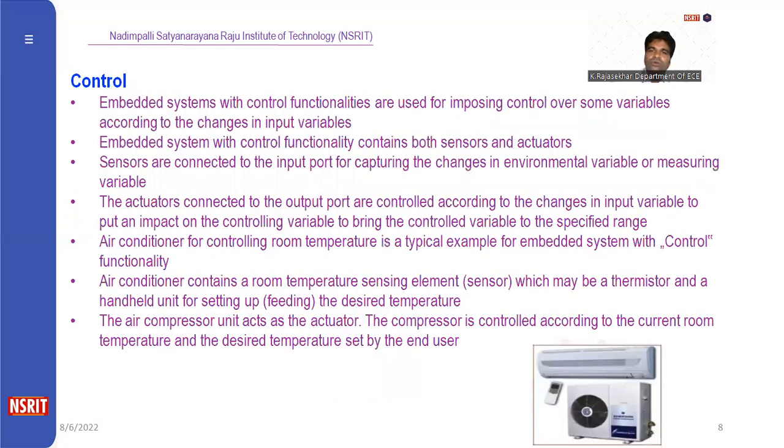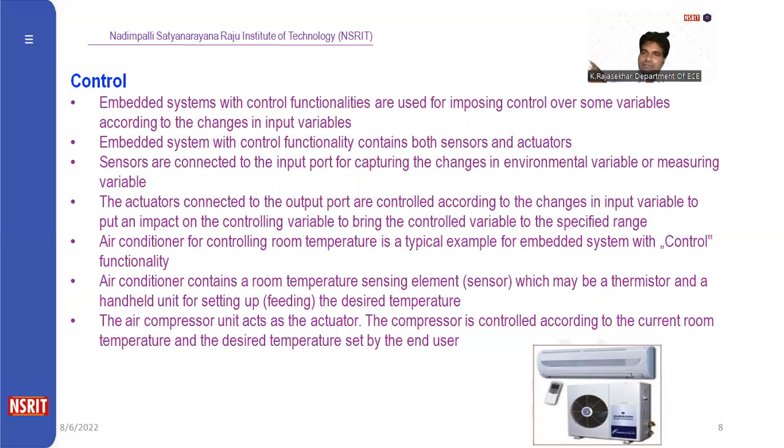Another one is the control. Embedded systems with control functionalities are used for imposing control over some variables according to the change in input variables. An embedded system with control functionality contains both sensors and actuators. Sensors connected to the input port capture the changes in environmental variables, whereas actuators produce an output according to the change in the input variables.